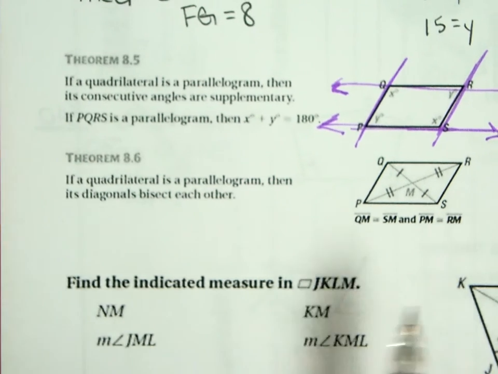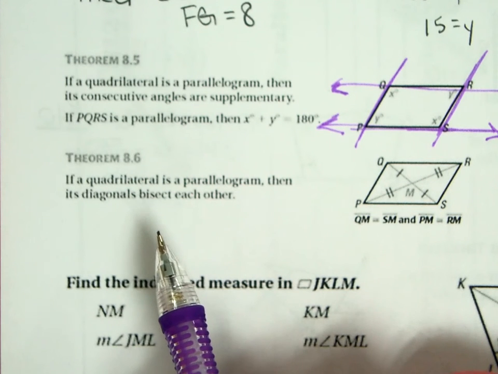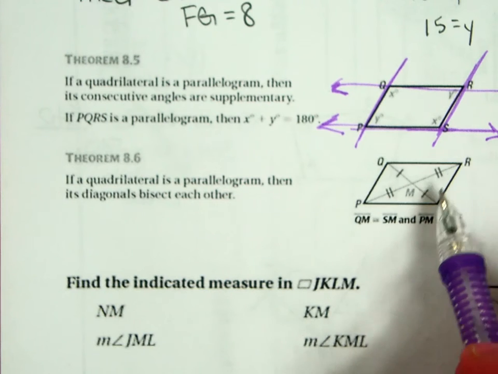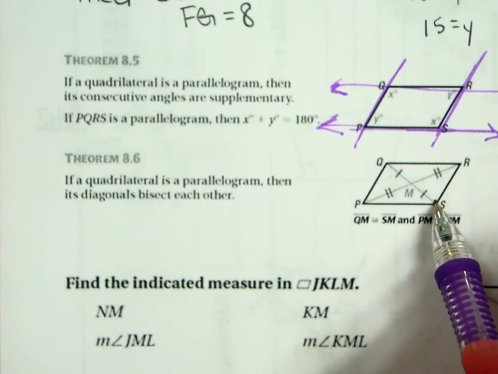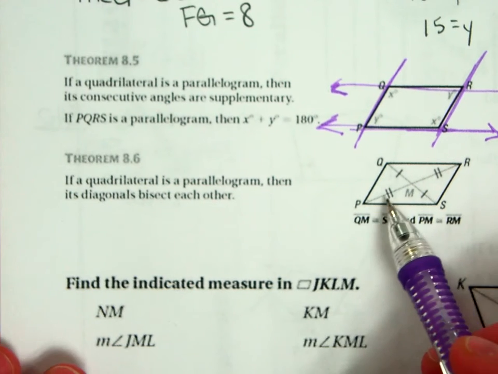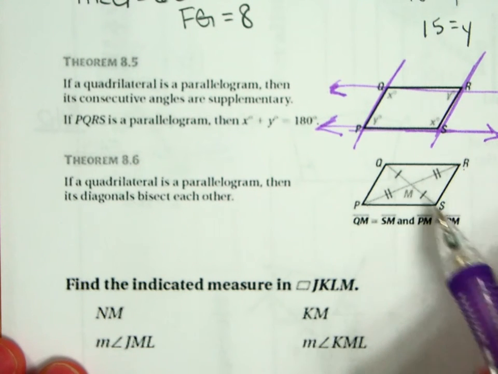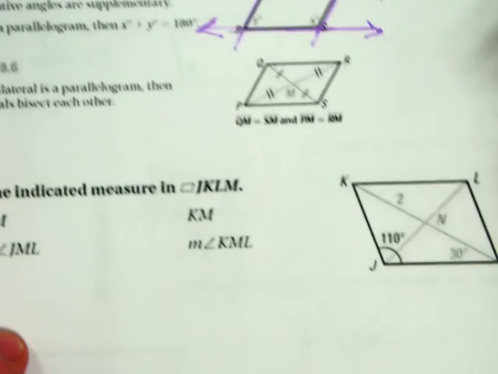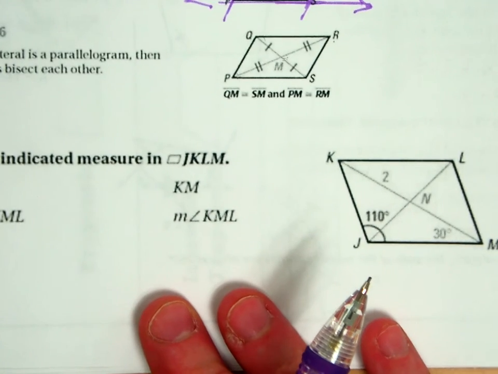Last but not least, if a quadrilateral is a parallelogram, then the diagonals bisect each other. So, meaning this diagonal and this diagonal get cut in half where they intersect. So, PM would be congruent to MR. QM is congruent to MS. So, based on that, we got one single picture. We're going to find all these unknowns.